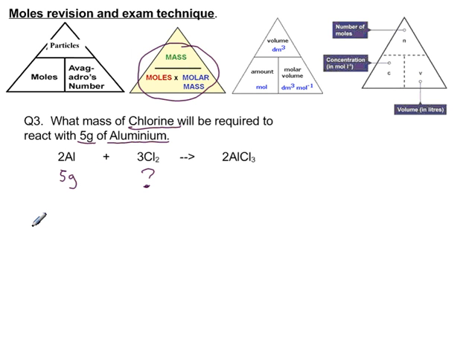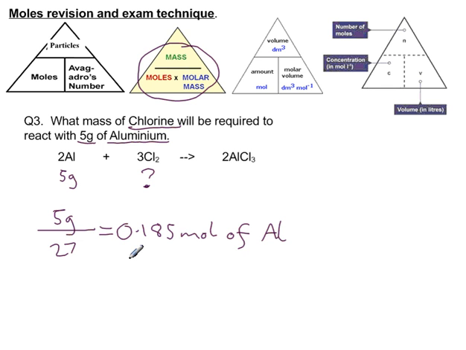So to work out the moles of aluminium, we would do the mass in grams divided by the molar mass for aluminium, which if you look it up in your periodic table is 27. I can just point out at this stage we do not use the coefficient, the big number in front. That is not what you use in this equation here. So if we do the calculation, we get 0.185 moles of aluminium.